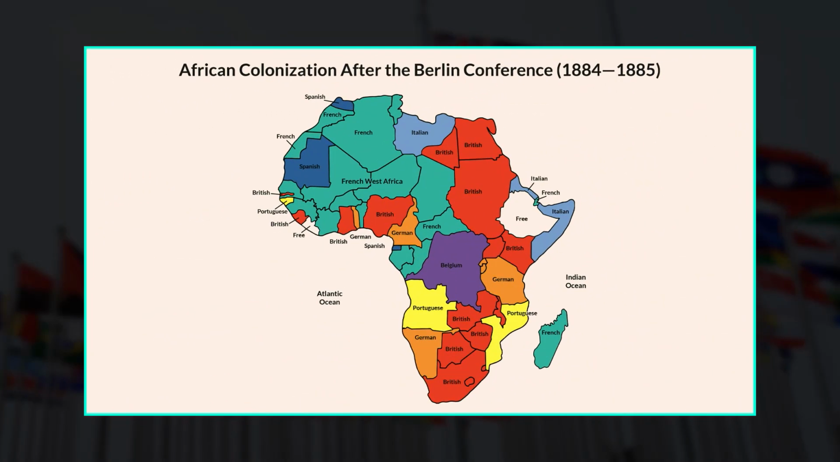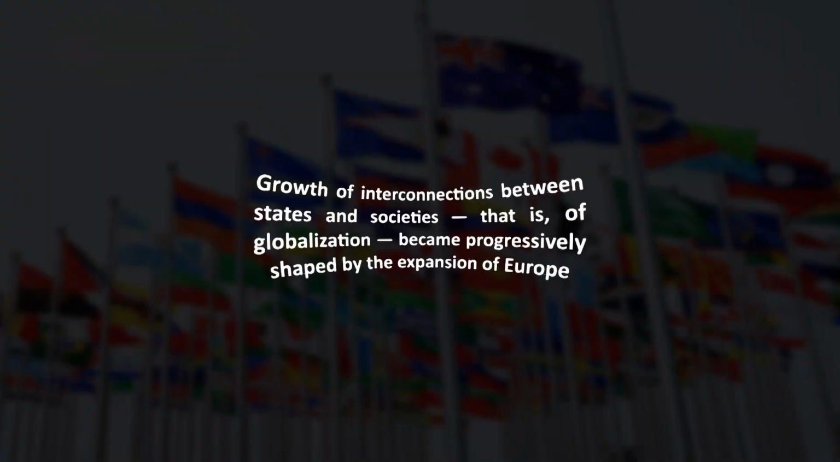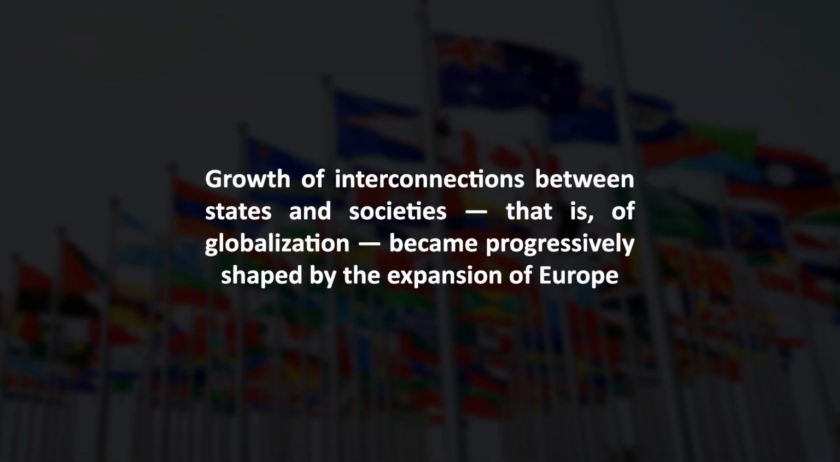The Spanish, Portuguese, Dutch, British and French scrambled for colonies in Asia and Africa. Increases in the resources of Europe by draining the wealth of colonies further strengthened their own system. In particular, European expansion became a major source of development of state activity and efficiency. In the later stage, the growth of interconnections between states and societies, that is, growth of globalization, became progressively shaped by the expansion of Europe. Globalization initially meant European globalization.